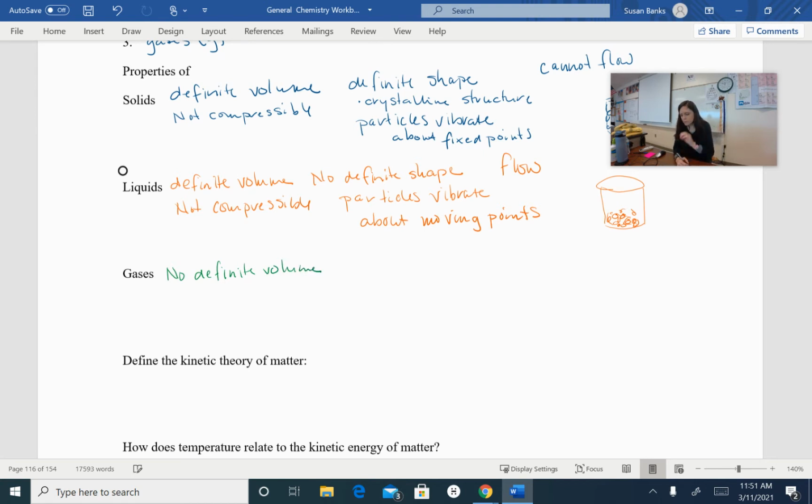Okay. If I blow air into that balloon, the air that goes into that balloon is going to expand as much as that balloon lets it expand. It's not just going to stay in one portion of the balloon and the other half of the balloon is going to be flat. And there's no definite shape.